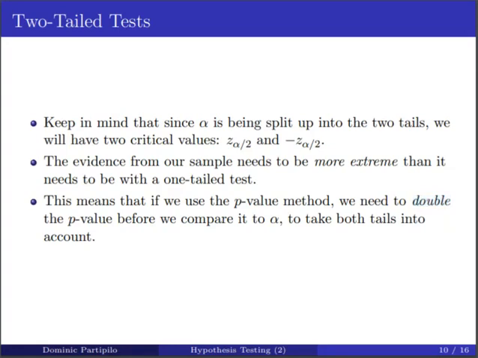The reason we need to double it is because with the p-value, we're interested in the probability of observing something as extreme or more extreme. If we don't double it, we're only considering one of the tails. To consider both of the tails, since this is a two-tailed test, we have to double it.